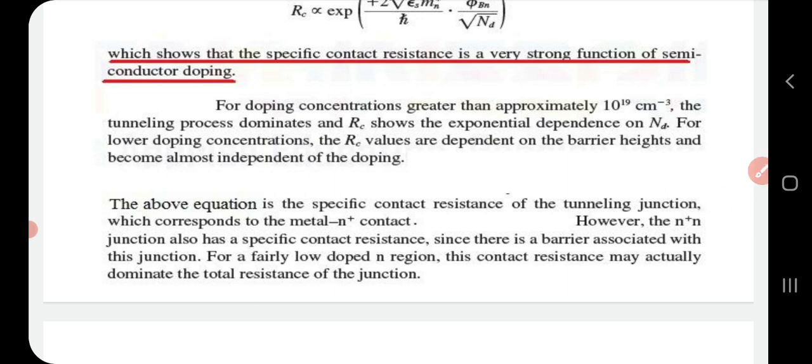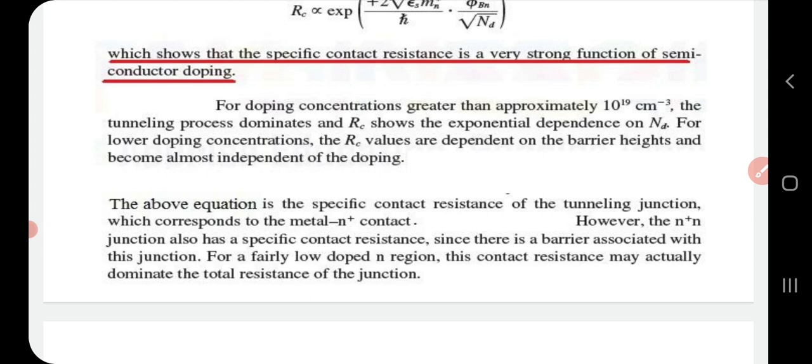For doping concentration greater than 10 raised to 19 per centimeter cube, the tunneling process dominates and the specific contact resistance, that is RC, will show an exponential dependence on doping concentration ND. Now for low doping concentration, the value of specific contact resistance depends on barrier height and becomes independent of doping. So the above equation that we have discussed corresponds to a metal N plus contact. Whenever you see an N plus, that means it is a heavily doped N type semiconductor. The plus sign indicates heavily doped.